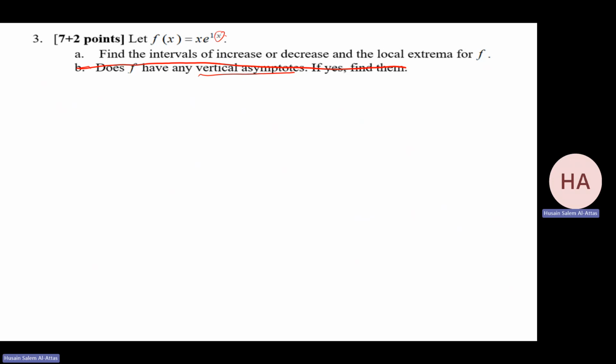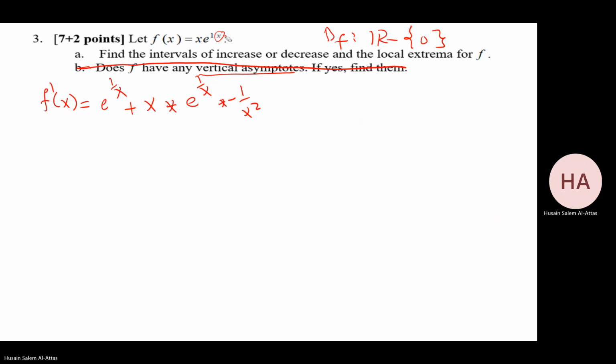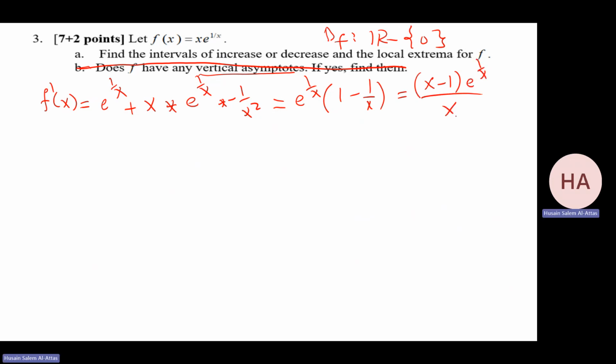Okay, now we'll do the first one. What's the domain of F? All real numbers except 0. Okay. So we'll do F prime. Product rule, that will be e to the power 1 over x plus x times e to the power 1 over x times minus 1 over x squared. Okay. That will give me what? I can take e to the power 1 over x as common factor. I have 1 minus 1 over x. And that will be what? x minus 1 times e to the power 1 over x over x.